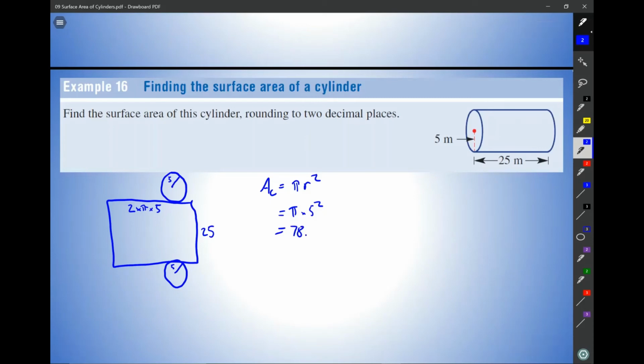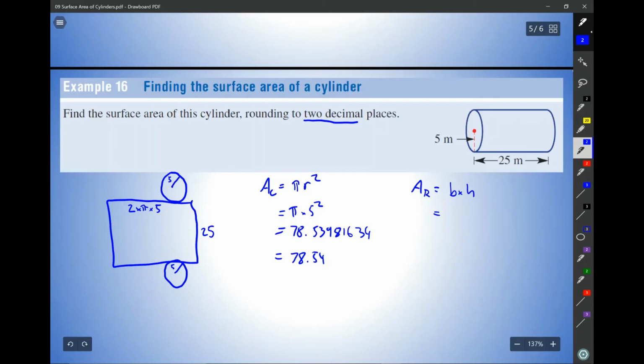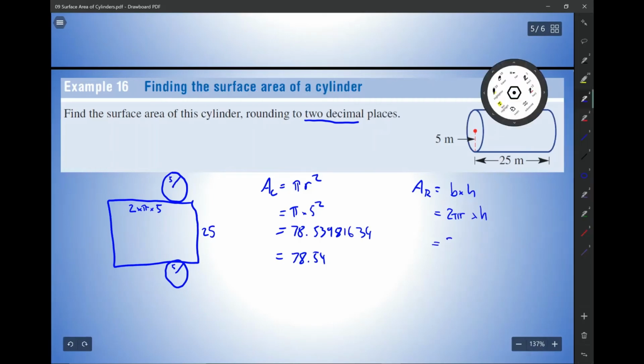And remember how we do nice accurate rounding off. Write down what our calculator tells us, and then we're asked to work in 2 decimal places. Okay, so we've calculated the area of one of our circles. We have to remember that when we calculate the surface area, we actually have 2 of these circles. Area of the rectangle now is base times height, but the base is just the circumference of the circle. So now we can fill in our numbers.